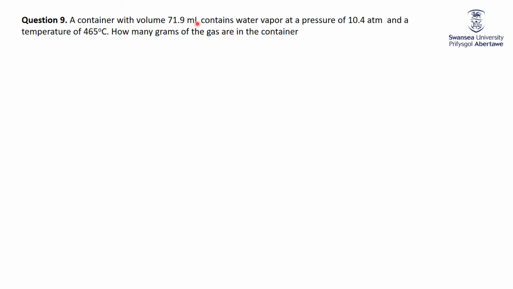Volume, 71.9 mils, water vapor, that's the pressure, that's the temperature. How many grams of water vapor are there? Well, PV equals nRT. See what we got. Pressure, 10.4 atmospheres. Volume, let's use liters, so 0.0919 liters. Moles, we don't know. Temperature, 465 plus 273 Kelvin. And if I'm using atmospheres and liters, R is 0.0821.